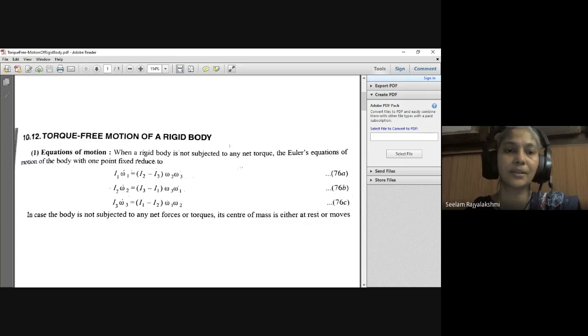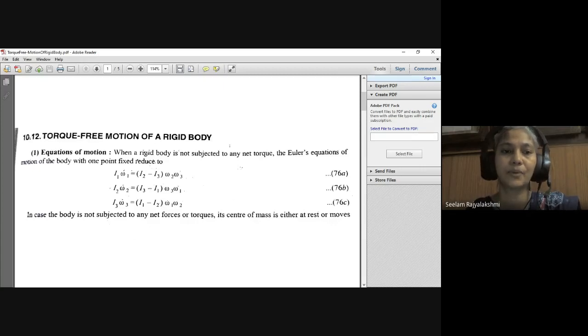I1 omega 1 dot equals (I2 minus I3) omega 2 omega 3, I2 omega 2 dot equals (I3 minus I1) omega 3 omega 1, I3 omega 3 dot equals (I1 minus I2) omega 1 omega 2. So these are equation number 76.